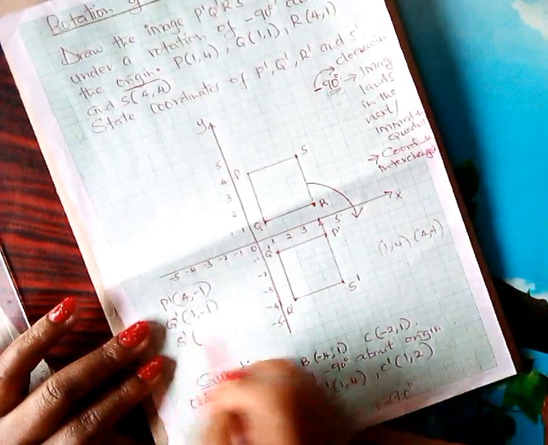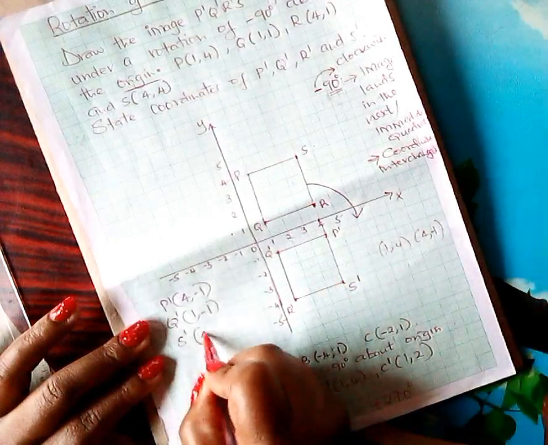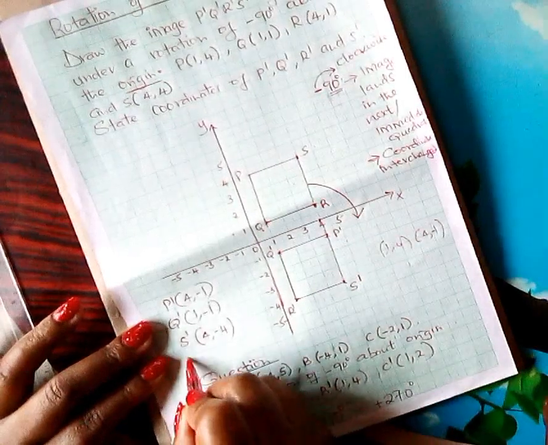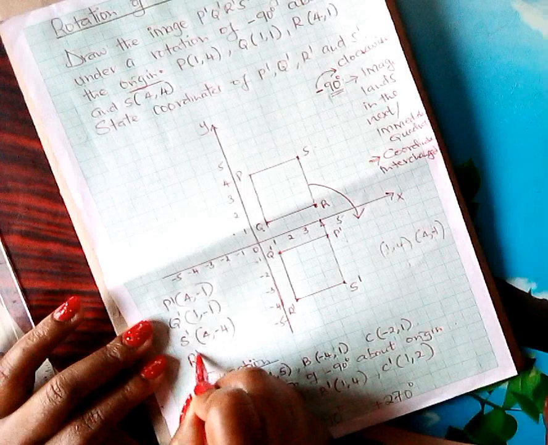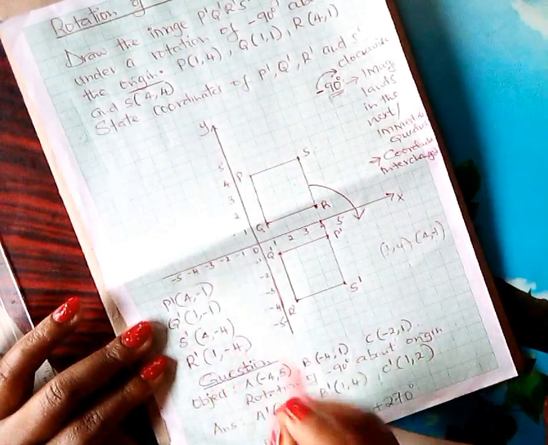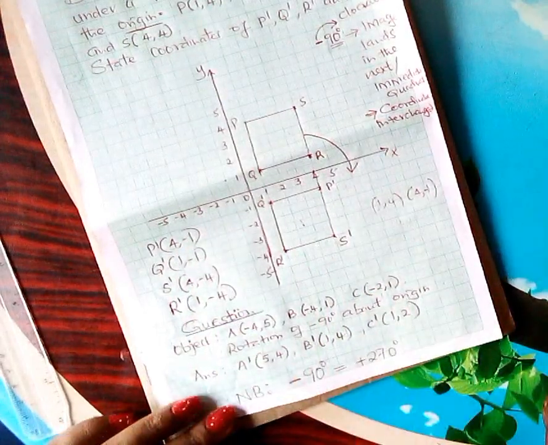S prime is at (4, -4). Sorry, I omitted the R. R prime is at (1, -4). So those are the coordinates. You just get them from there.